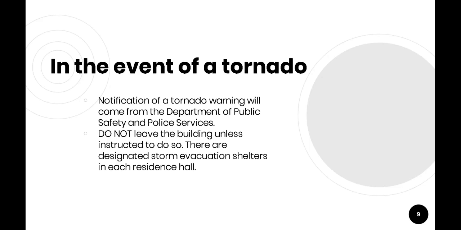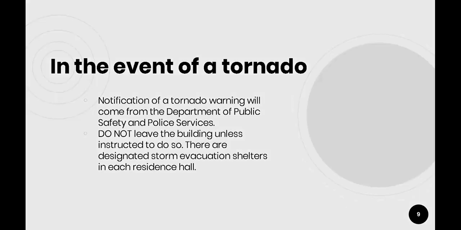In the event of a tornado, these are not common, but notification of a tornado warning will come from the Department of Public Safety and Police Services, and then you are instructed not to leave the building. So this is an evacuation because we're leaving the area that we're commonly populating, but we're not leaving the building. There are designated storm evacuation shelters in each residence hall, and those are also outlined or linked below this presentation in Canvas.